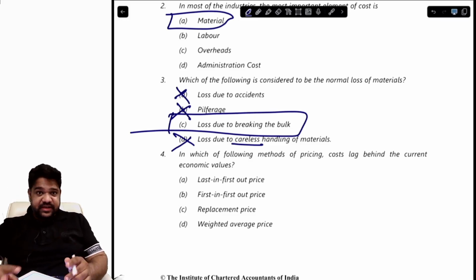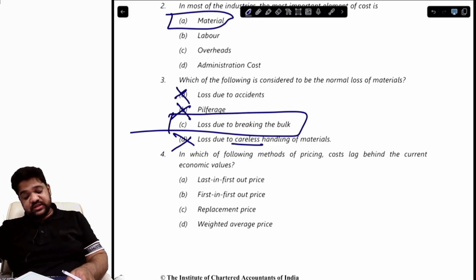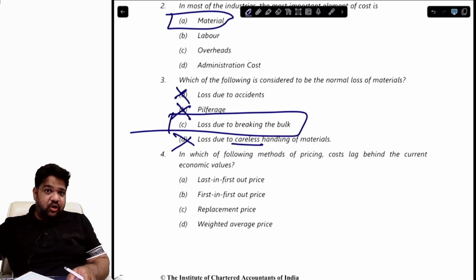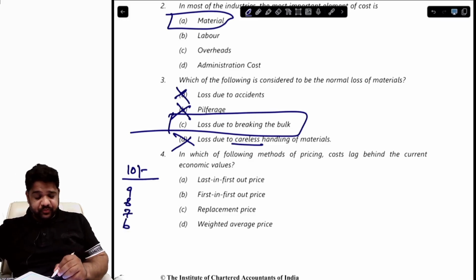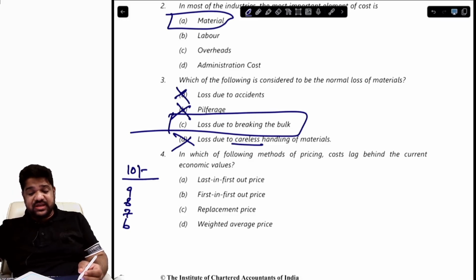Fourth one, this one is interesting. It asks, in which of the following methods of pricing do costs lag behind the current economic values? Okay, so let's say currently the price of a material is 10. Now, in which of the methods will you be pricing it such that it is lagging behind? So it will be 9, 8, or 7, or 6, or whatever. Now, the first option that you have is last in, first out. If it is LIFO, the last in came in at 10. So, is it lagging behind the current value? No. So, this is not happening.